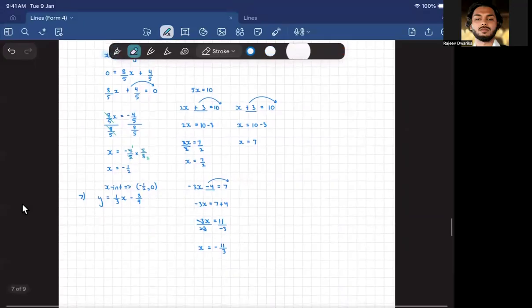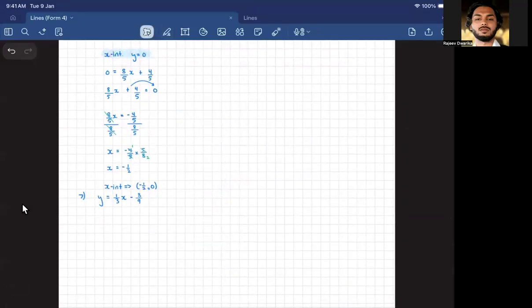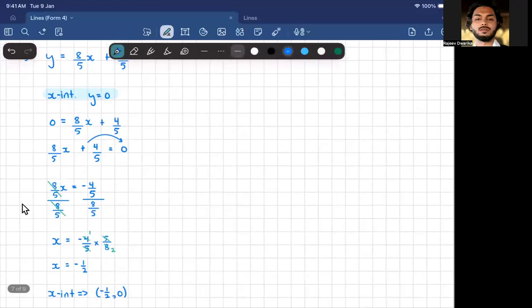It should be a lot easier to find for the y-intercept. Yeah or no? Think it will be harder or easier? It should be a lot easier. Tell me, what's the x value for the y-intercept? 0. Right.